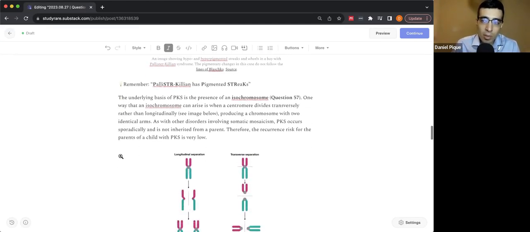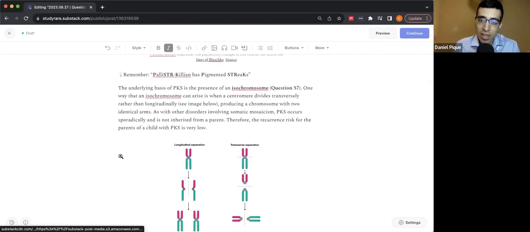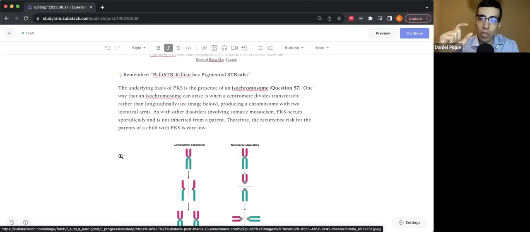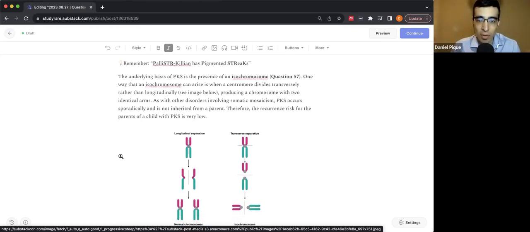So the next part of this explanation is talking about an isochromosome. And so what is an isochromosome? We talked about it already, where you have two chromosome arms that are essentially identical and that are linked together at the centromere. And so how does an isochromosome arise in the first place?